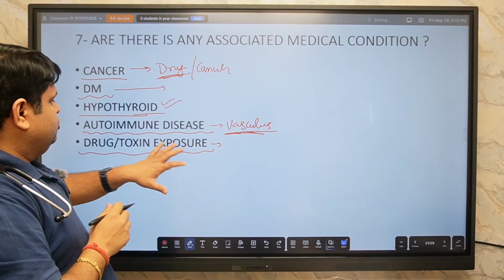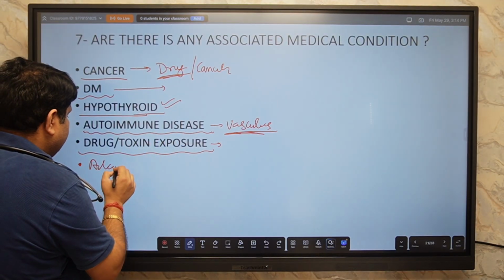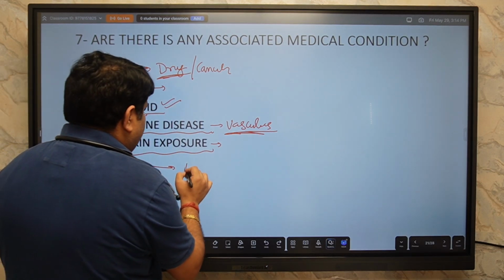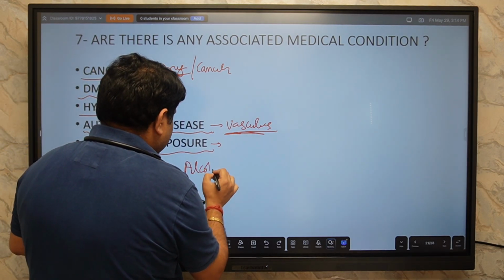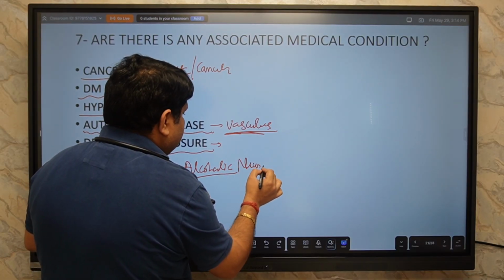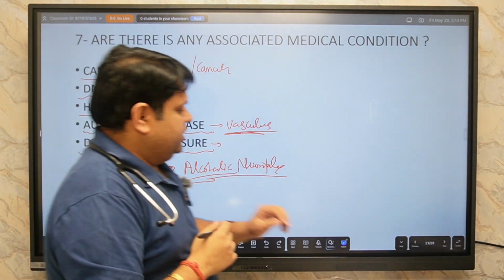So some toxin-induced, drug-induced, or other causes like alcohol. If there is a history of chronic alcohol use, then the chances of alcoholic neuropathy are also high. Alcoholic neuropathy is also a common cause of neuropathy in the Indian scenario, where there is a chronic alcoholic condition.